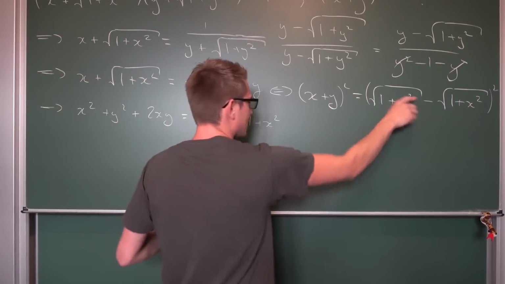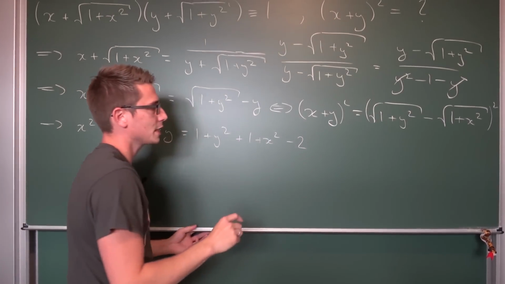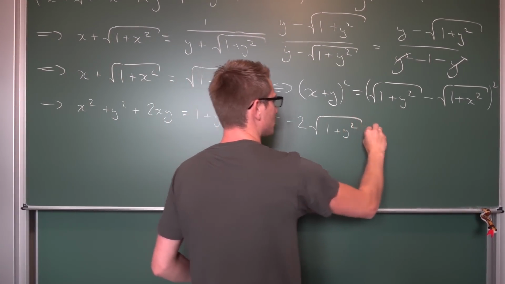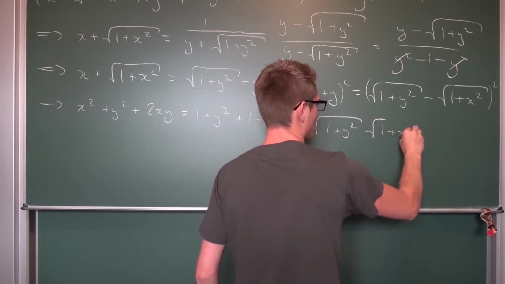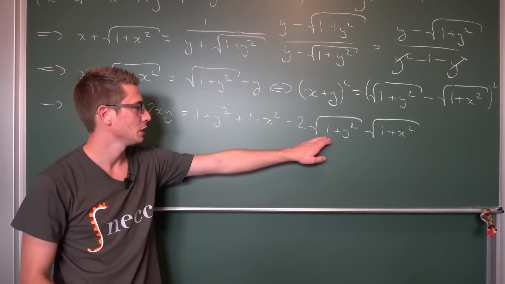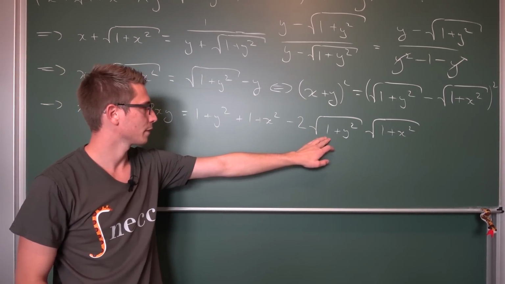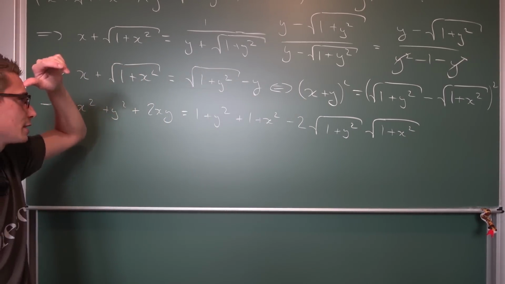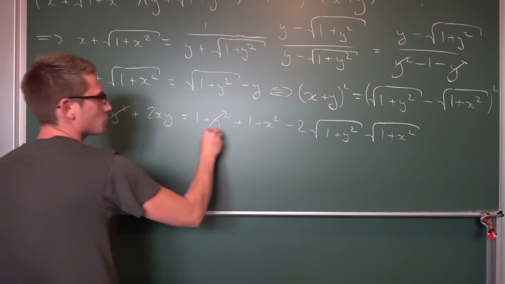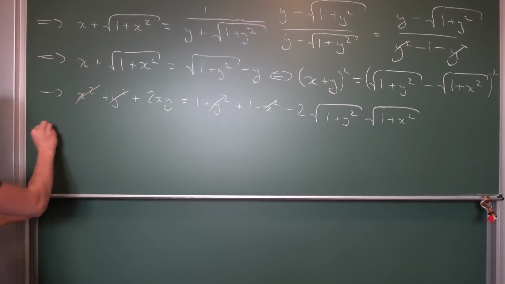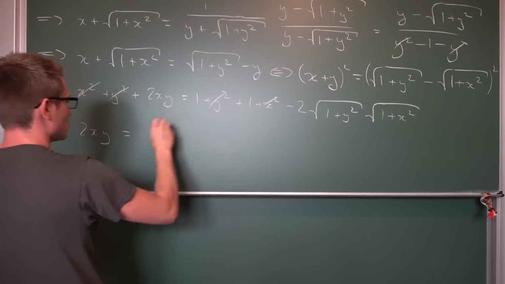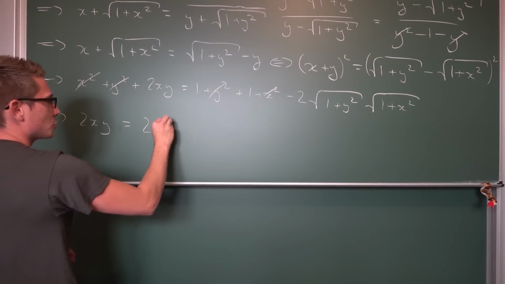And then we're going to get a negative sign, 2 times the square root of 1 + y² times the square root of 1 + x². But this factor is really ugly here. I don't know where we are going to get this one from. We are going to see how it turns out. So at first we are going to subtract those on both sides, leaving us overall with 2xy being equal to 1 + 1 is 2. Oh, this is good.